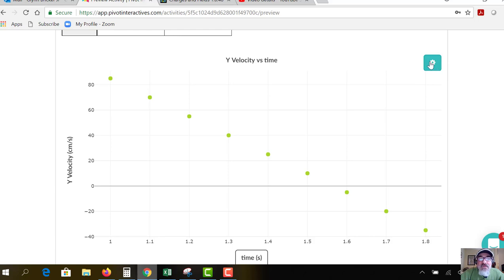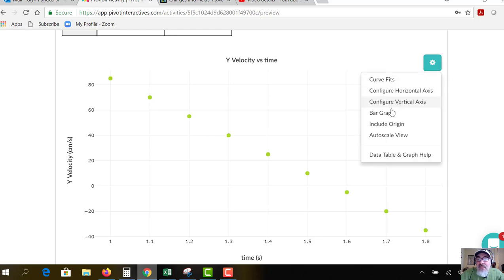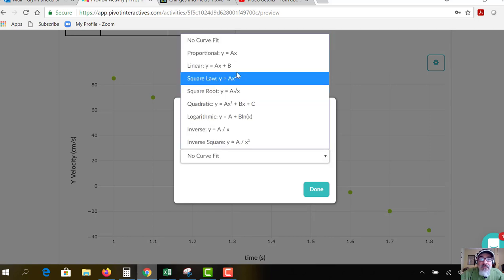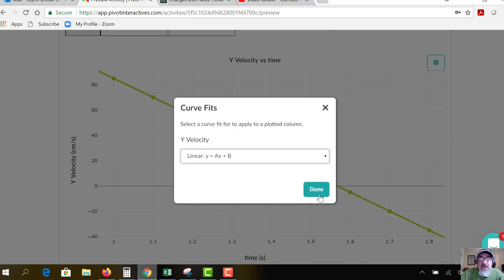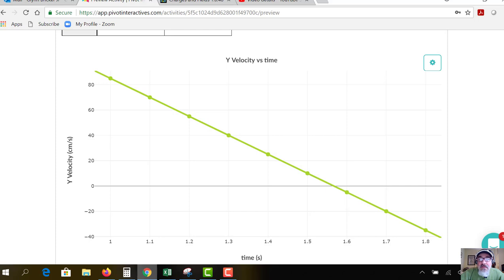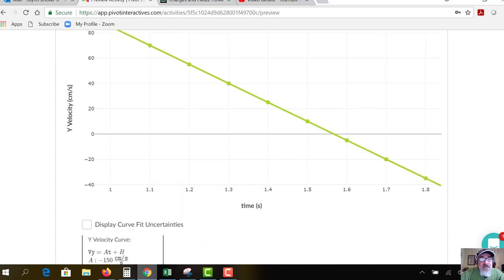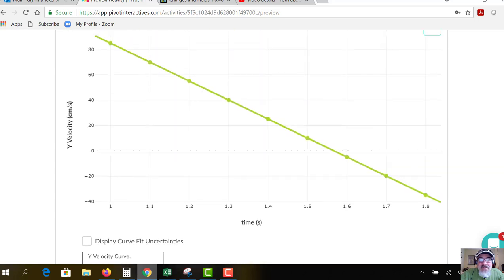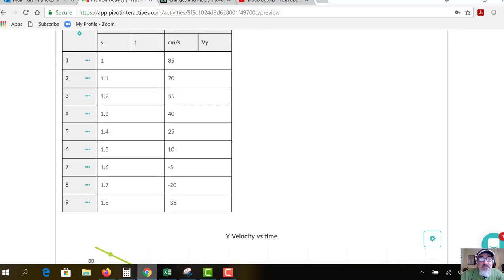Let's put a line on this, right? This is actually a line. Curve fits. Linear. Done. Okay, so looks really good. Here's the slope, right? This is in slope-intercept form. That's the slope, -150 centimeters per second per second. That is the y acceleration, -150 centimeters per second squared.